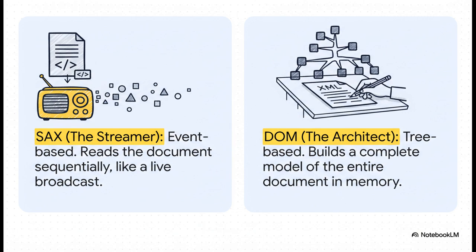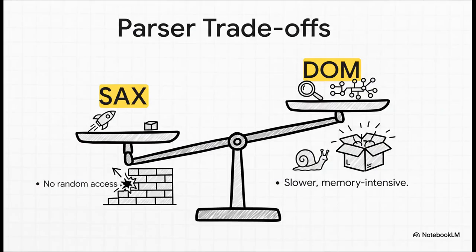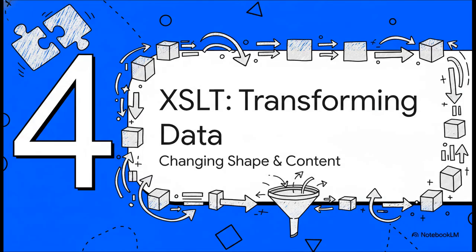On the other hand, you have the DOM parser, the architect. It's like getting a full blueprint of a building. It builds a complete map of the document in memory first, so you can jump to any part you want. But you have to hold the entire thing. So here's the bottom line, the key trade-off you really need to understand. You're going to choose SAX when you need speed and efficiency, especially with gigantic data files that would never fit in memory. But you'll choose DOM when you need the freedom to navigate, query, and even change the document's structure on the fly.